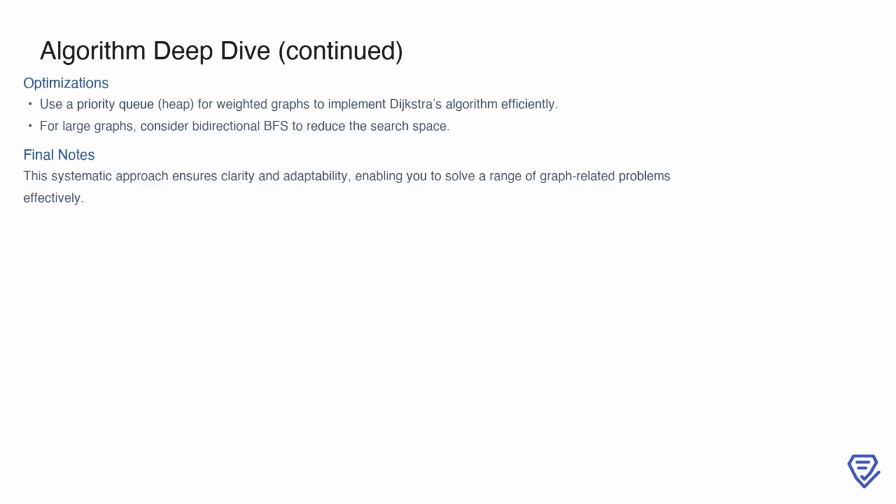For more advanced scenarios, optimizations can further improve performance. For weighted graphs, using a priority queue or heap enables efficient implementation of Dijkstra's algorithm. When working with very large graphs, bidirectional BFS is a powerful optimization that reduces the search space by simultaneously exploring from the source and target nodes. Finally, this systematic approach ensures clarity and flexibility, allowing you to solve a wide variety of graph-related problems effectively. By combining the right data structures, appropriate algorithms, and careful consideration of edge cases and optimizations, you will be well equipped to tackle challenges in competitive programming and beyond.